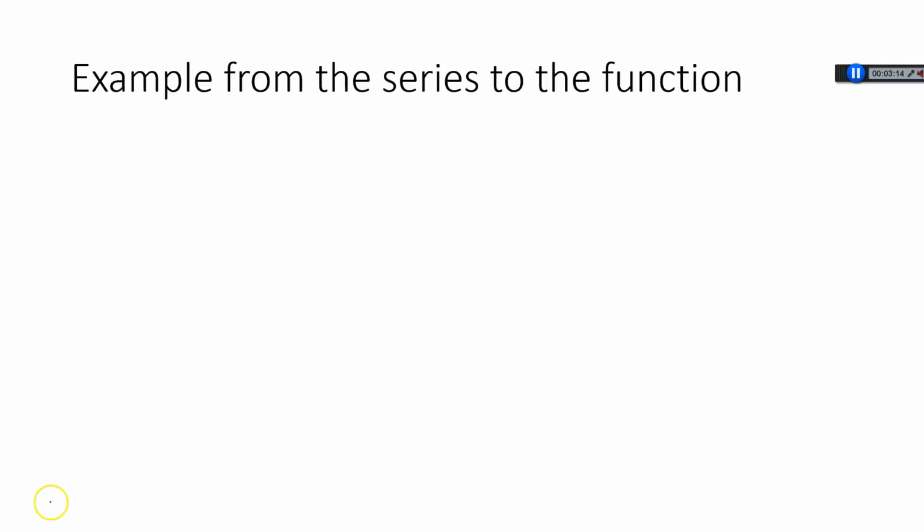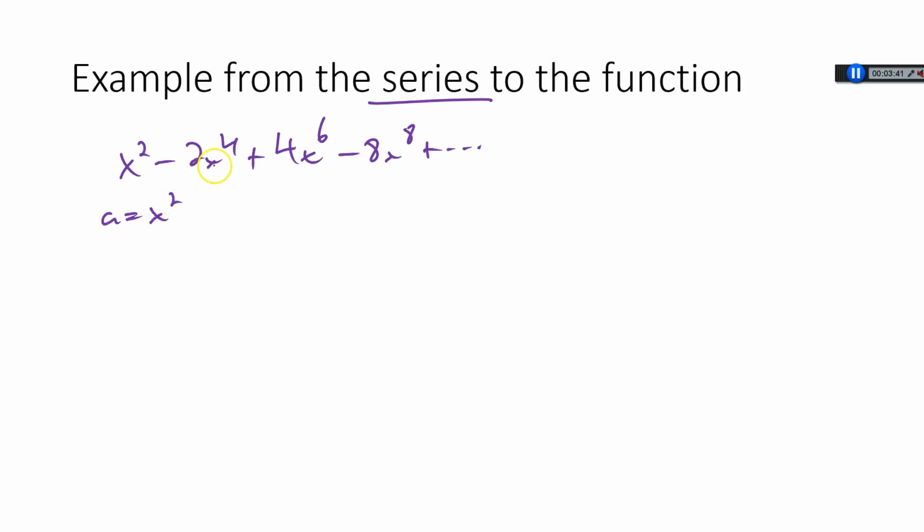Now, the one thing that is kind of new that we haven't seen a ton is, what if we go from a series to a function? So like, what if I give you the series x squared minus 2x to the 4th plus 4x to the 6th minus 8x to the 8th, and I tell you, come up with a function that represents this? So if it adds forever, what's the function that represents this? Well, we need our first term, which is x squared, and we need our r. Looks like we're multiplying by negative 2x squared every time.